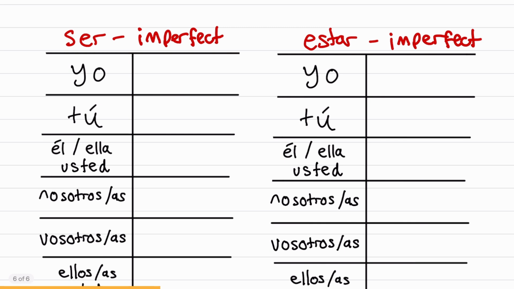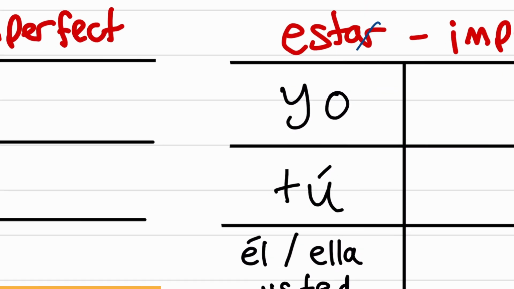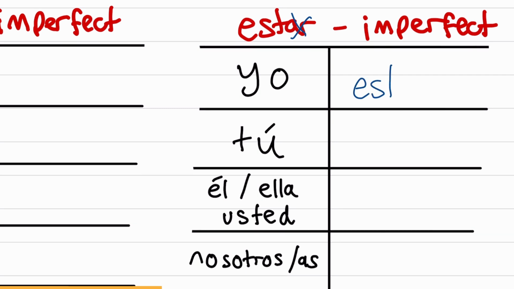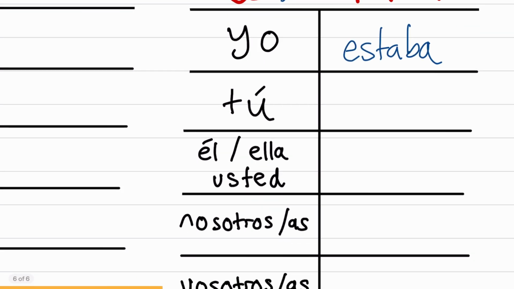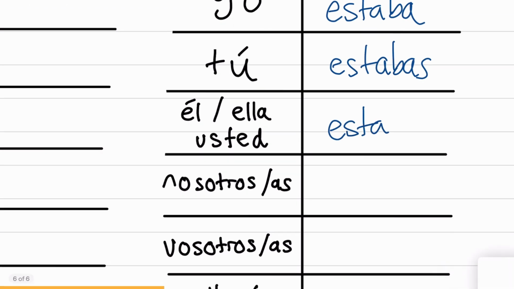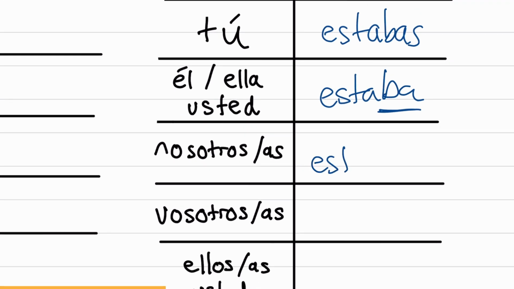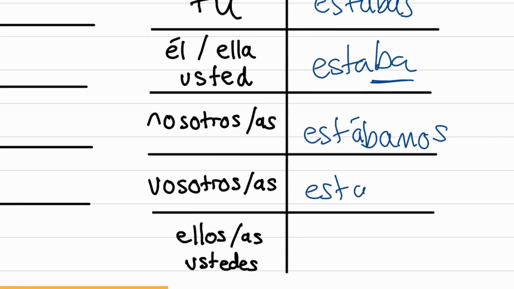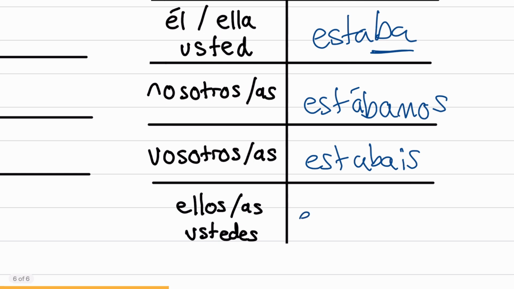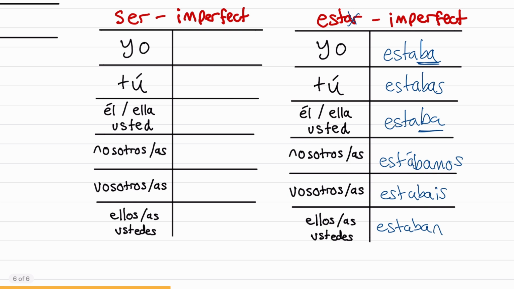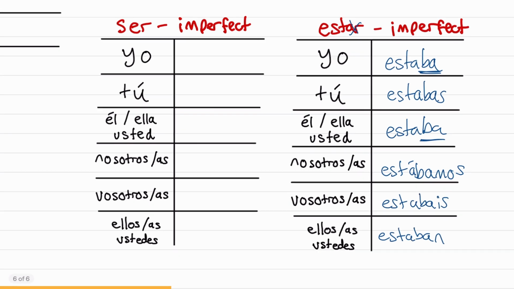So estar in the imperfect, as you would just guess, you get rid of the last two letters and you add the aba ending, don't you? So estaba, estabas. Let's just go through all of these. Estaba again, so it's the exact same here and here. Estábamos, and there's an accent on this one, be careful. Estabais for you guys, and lastly, estaban. So pretty self-explanatory, the same as the normal aba endings. Easy. It gets harder with the ser.